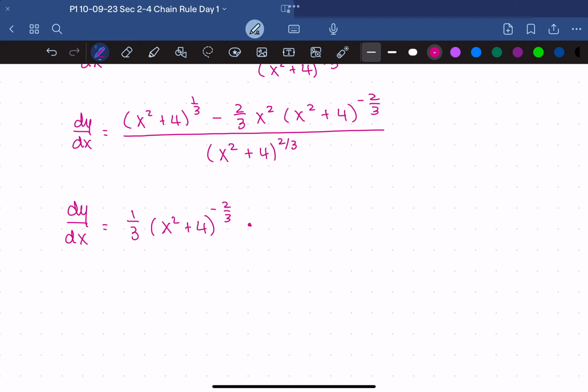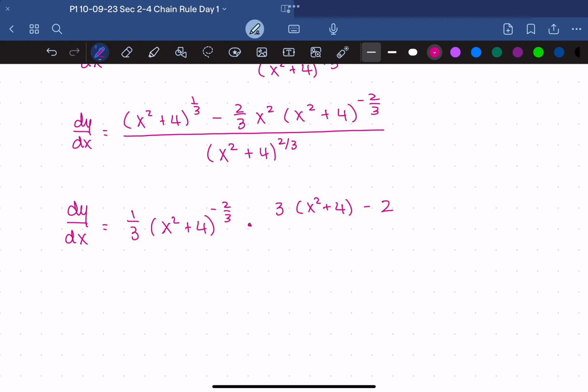So what am I left with in that numerator? Well, in the first term, if I factor out a 1/3, dividing out a 1/3, I'm going to have 3 left. 1/3 times 3 gives me the 1 that's in front of there. I'm also going to have an x squared plus 4 to some power. And if I subtract 1/3 minus negative 2/3, it's 3/3, which is 1. I just have an exponent of 1.